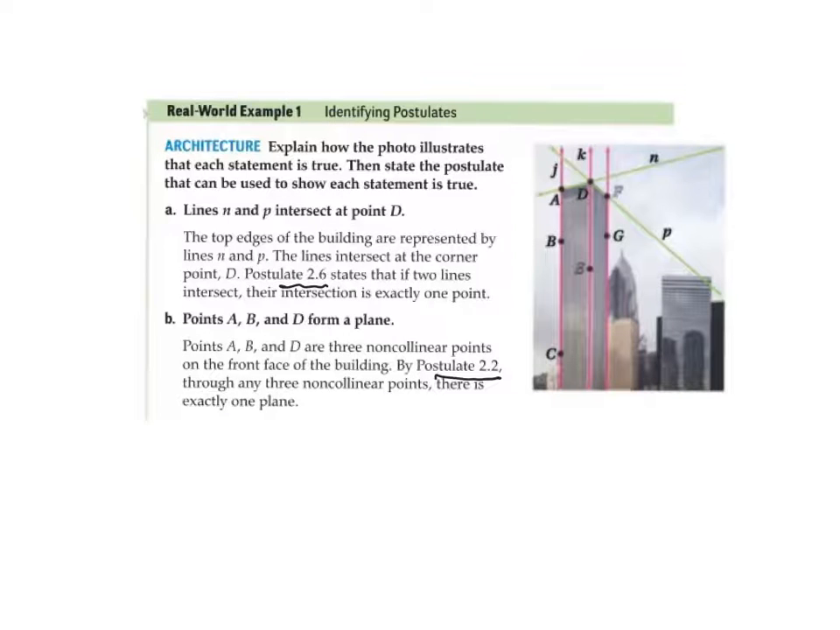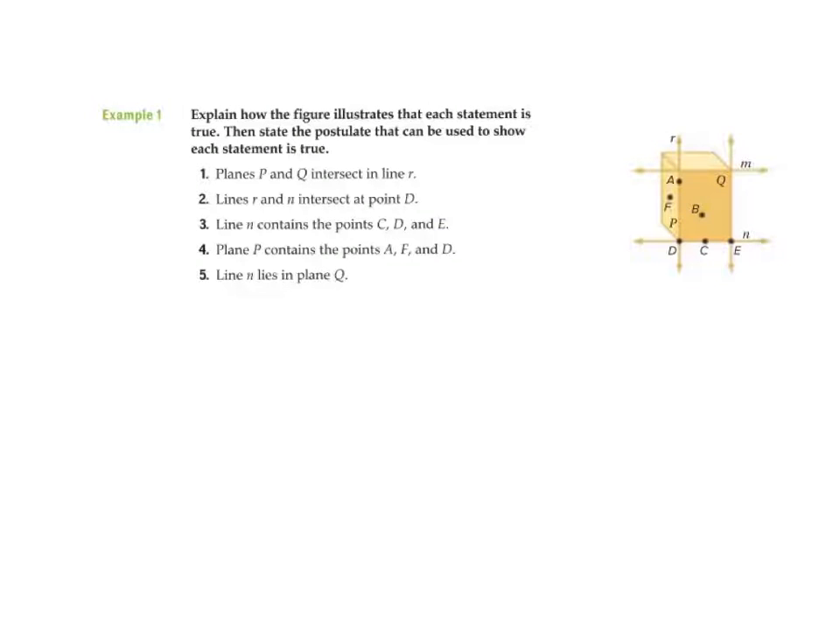Okay, so let's have a look at some of these questions. So let's have a look at number 1. All right, number 1, planes P and Q intersect at line R. All right, so is that true? Yes, it's true. So which theorem do we need? Well, if we're going back to that table of values, that's 2.7, because where 2 planes intersect, they intersect at a line.